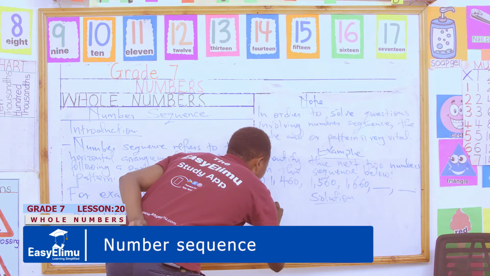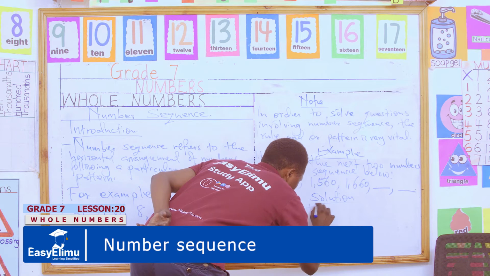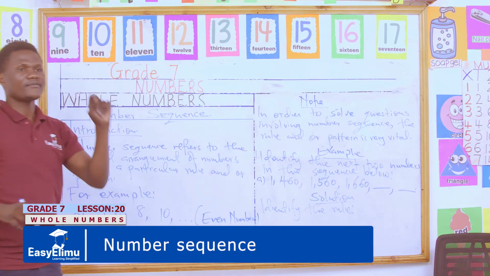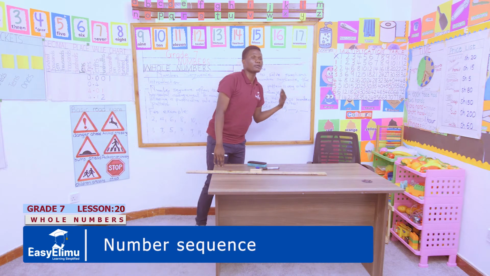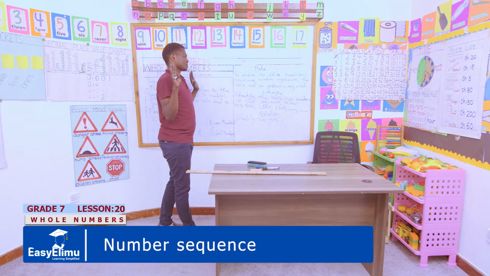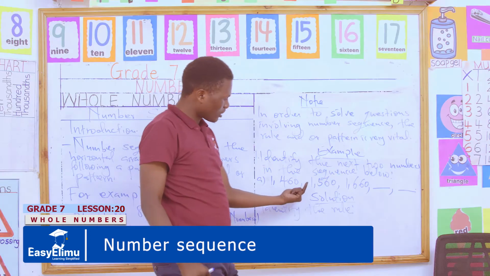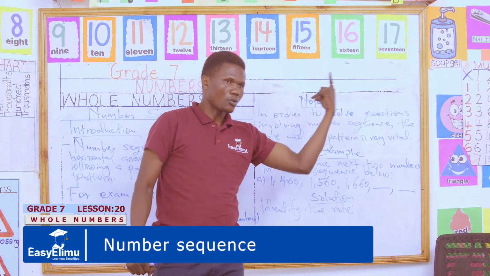So here, identify the rule. That's the most important thing. Identify the rule. If you cannot identify the rule that is being applied in order to come up with the number sequence, then you cannot answer that question. So what is the rule? What is happening in order to get 1560 from 1460? What are we doing?